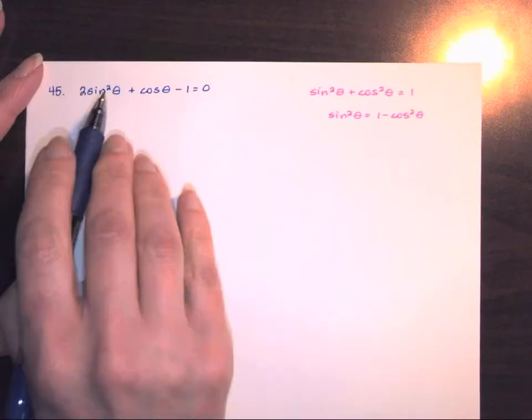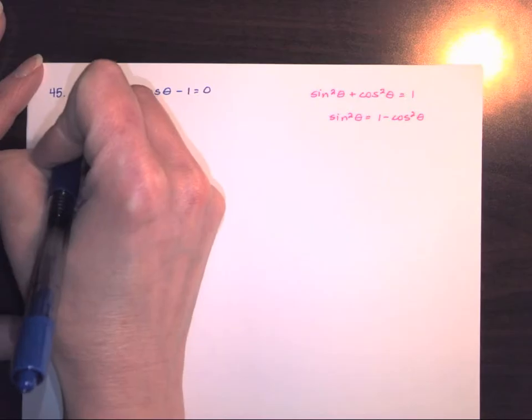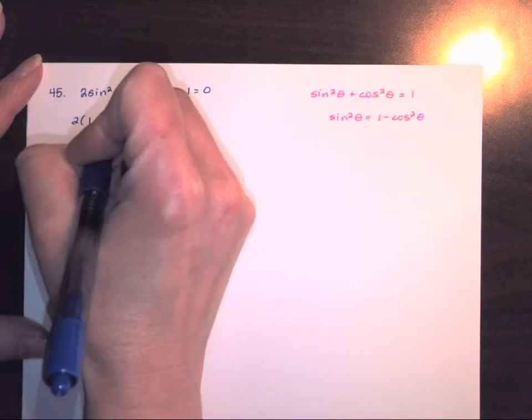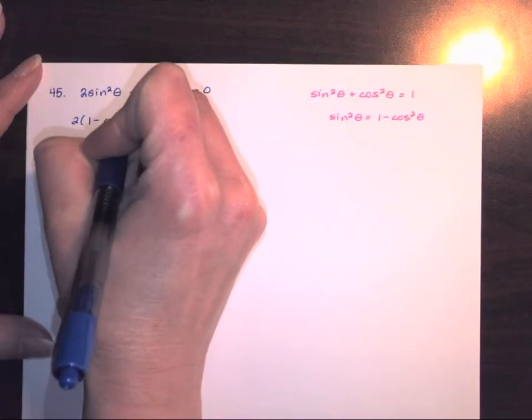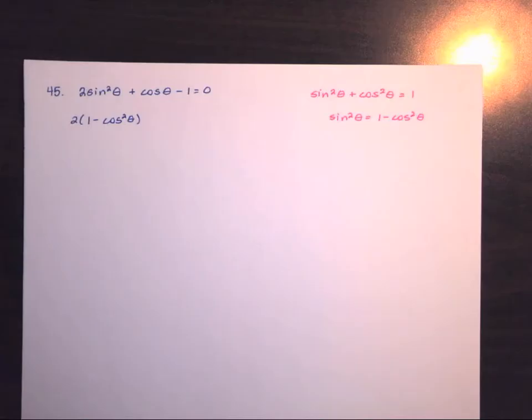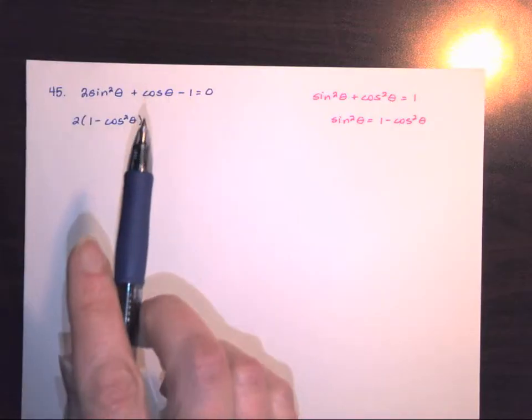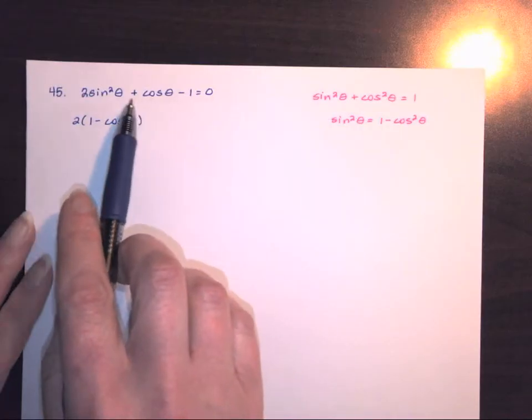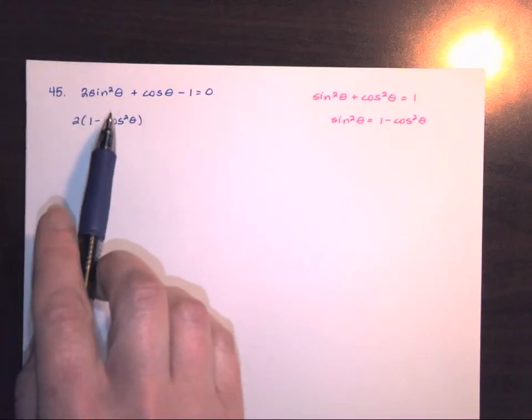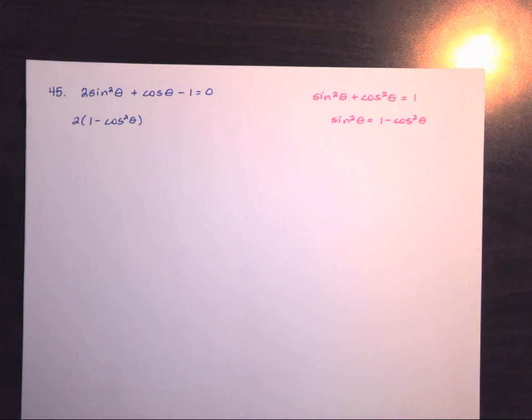So what I'm going to do is I'm going to plug this in and replace the sine squared theta right here. So 2 times 1 minus cosine squared theta. And here's another thing before I continue. Good grief, folks. You can't not put the theta. I cannot tell you how many homeworks I'm looking at where you just have sine squared and cosine. You have no theta. Sine and cosine aren't variables. They are things to do.